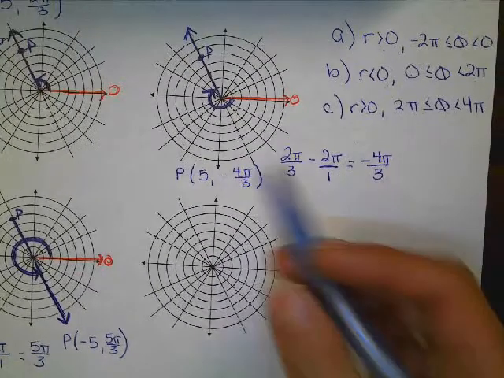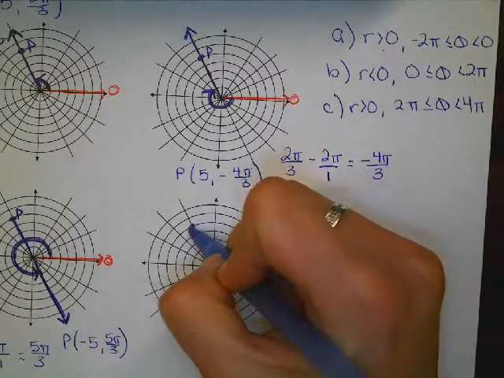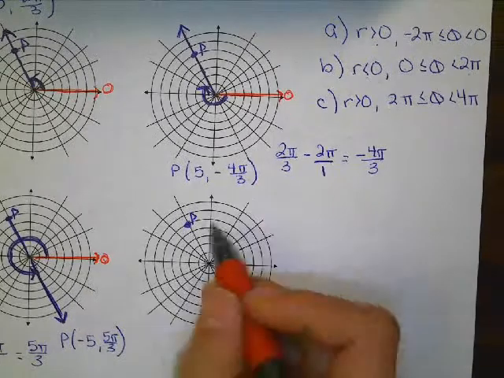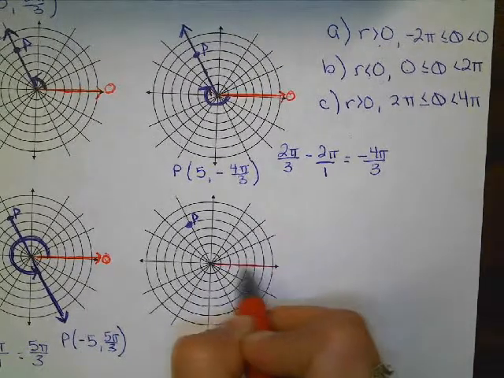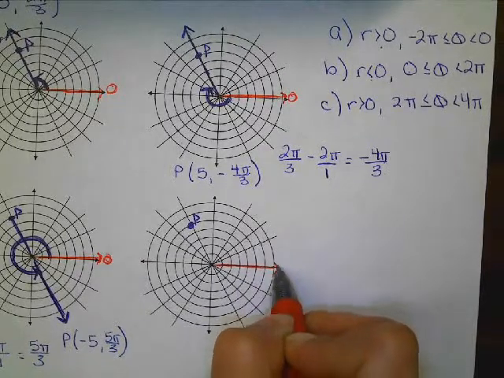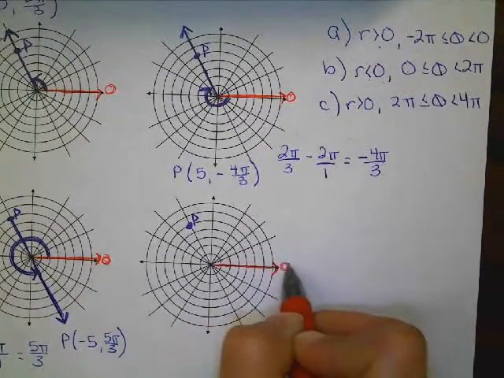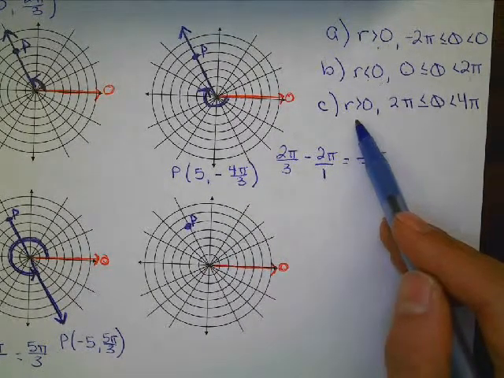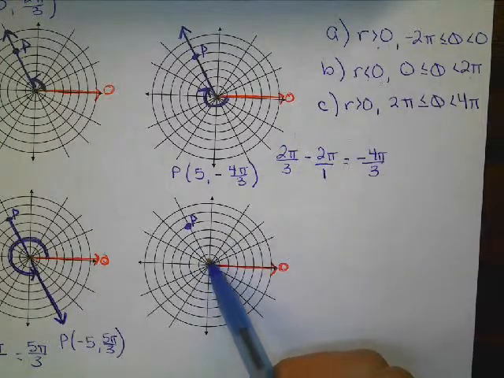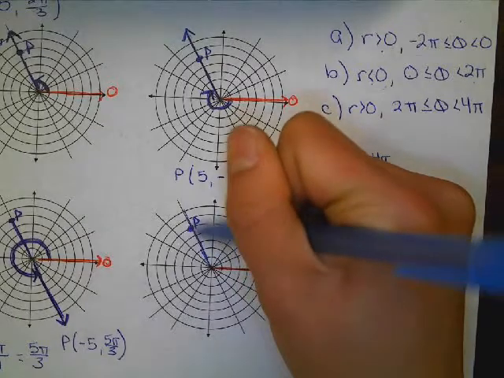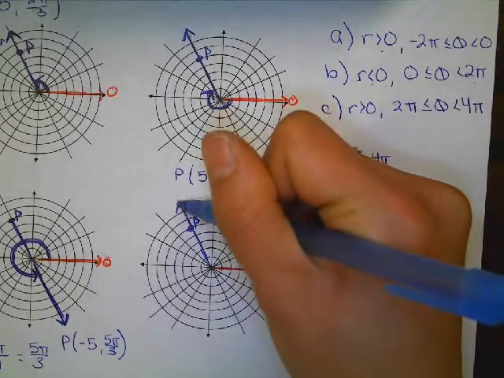Alright, part C. Again, my point is in the same spot, so I still have point P here. And then I'm going to graph my axis at 0. Now my radius is bigger than 0 here for part C. Bigger than 0, which means that my angle is going to point the same direction as my point. So my point is going to lie on this line here.